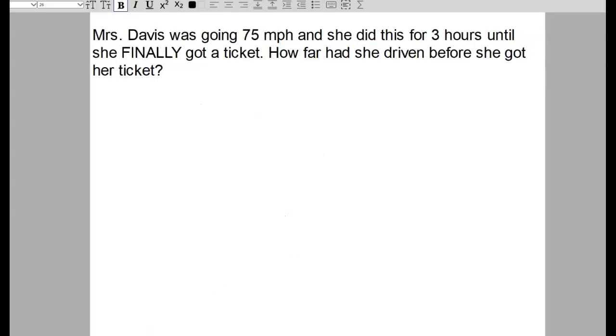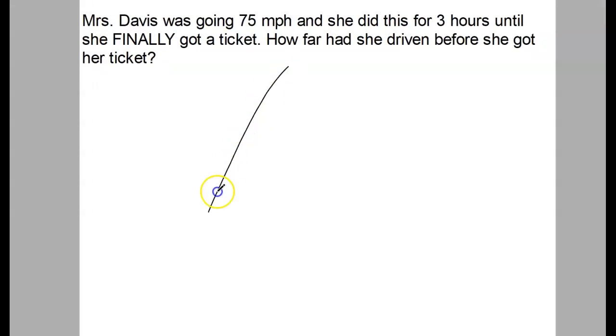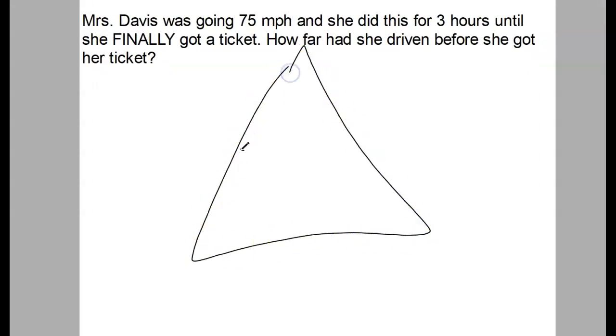Not yet. All right, Joanna, Mrs. Davis is going 75 miles an hour. She did it for 3 hours until she finally got a ticket. How far had she driven before she got her ticket? Joanna, what should I draw on my paper before I can start to solve this? The DST triangle. DST. Joanna, 75 miles per hour. Is that a distance? Is that a speed? Or is that a time? It is a speed.